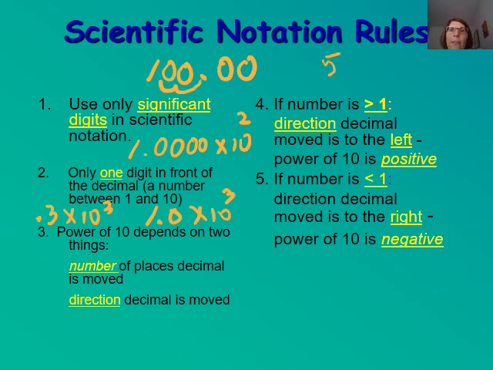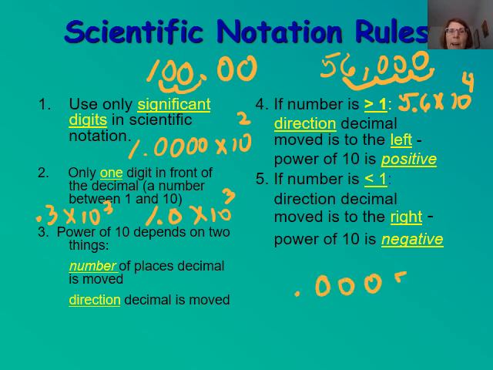So let's say I have 56,000. We're going to pretend our decimal is here, 1, 2, 3, 4, and it becomes 5.6 times 10 to the fourth. If the number is less than 1, we're going to be moving to the right and the power of 10 is negative. So for example, if I have 0.00050, I'm going to move it 1, 2, 3, 4. It becomes 5.0 times 10 to the negative 4.